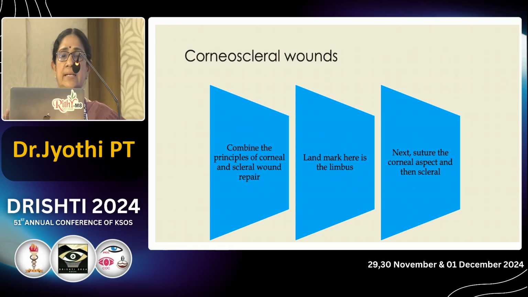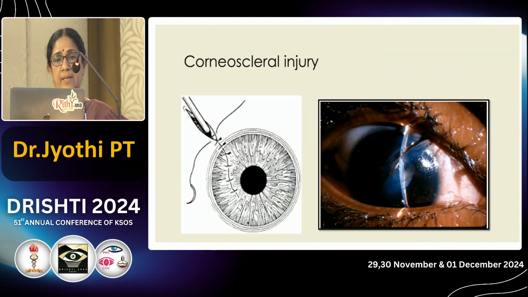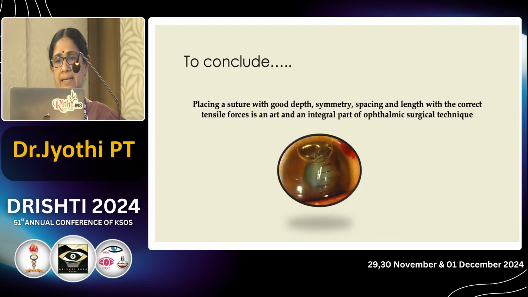So for corneoscleral wounds, you can combine the principles of both corneal and scleral repair. The landmark here is the limbus. Next suture the corneal aspect and then the scleral. So in a wound like this, first suture the limbus, then the corneal aspect, and finally the scleral aspect.